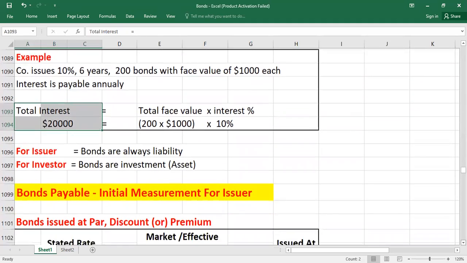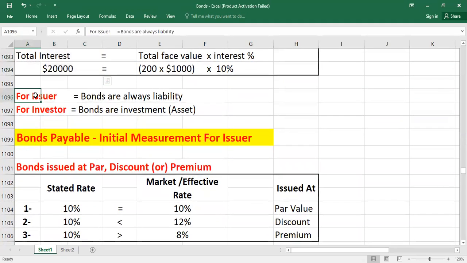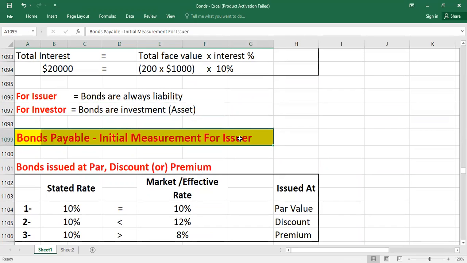You should also remember, for issuers, I mean the company that is going to issue the bonds, bonds are always a liability. And for investors, bonds are always investments or assets. So we are going to talk about bonds payable initial measurement for the issuers.